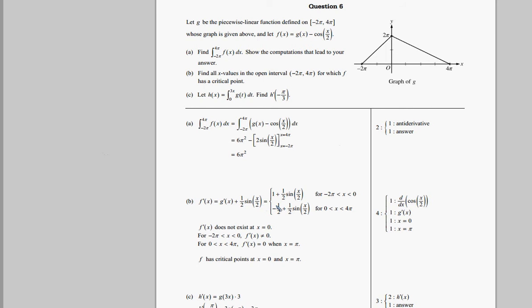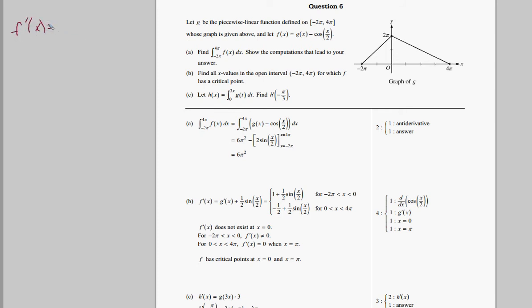Okay, part B. It says find all x values on the open interval from negative 2 pi to 4 pi of which f has a critical point. Critical points are where the derivative is equal to 0 and also where the derivative is undefined. So I need to take f and find his derivative.